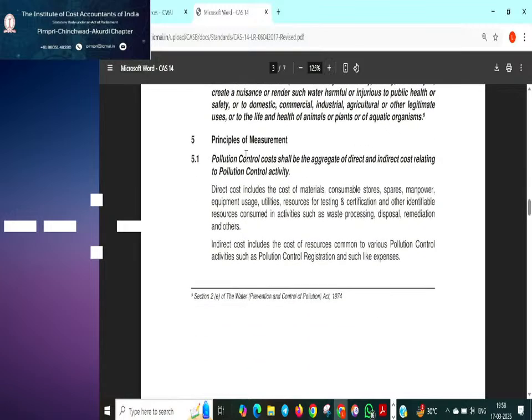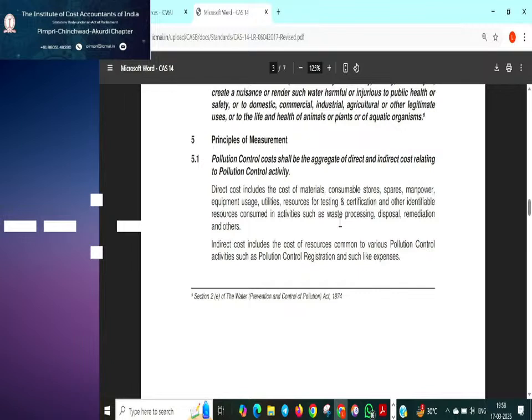The pollution control cost shall be the aggregate of direct and indirect cost. But what is direct and indirect cost? Examples are very important. When it comes to direct cost, it includes cost of materials, consumable stores, spares, manpower, equipment usage, utilities, resources for testing and certification, and other identifiable resources consumed in activities such as waste processing, disposal, remediation, and others. These are all direct costs which are related to pollution control.